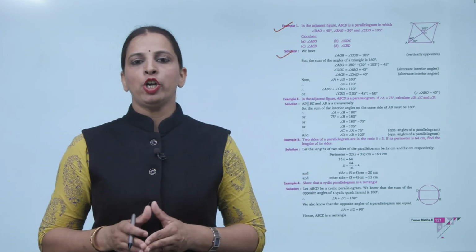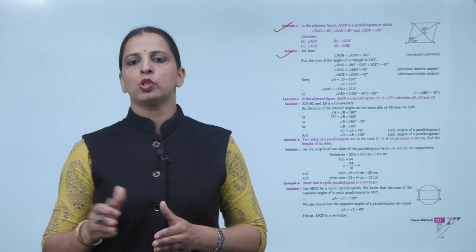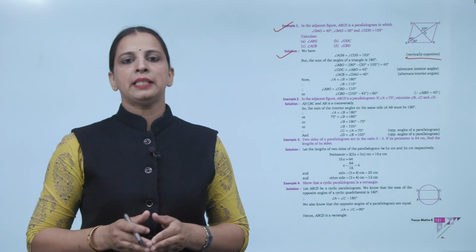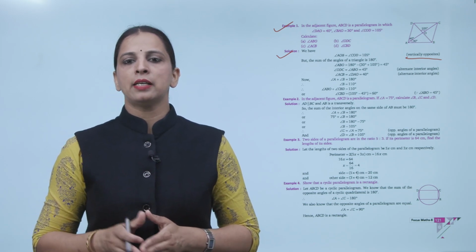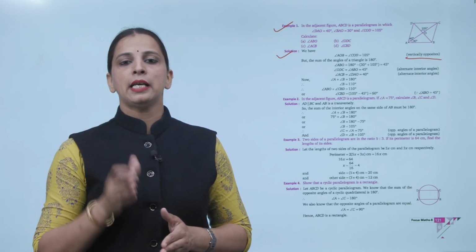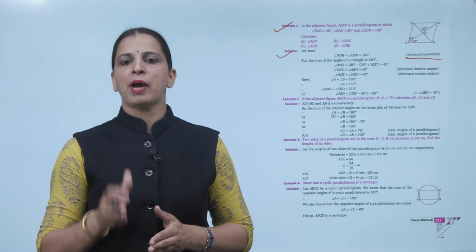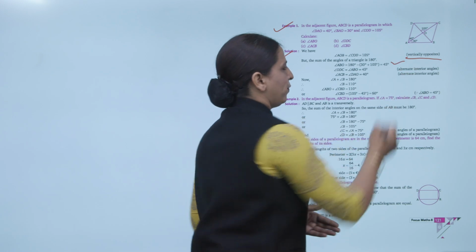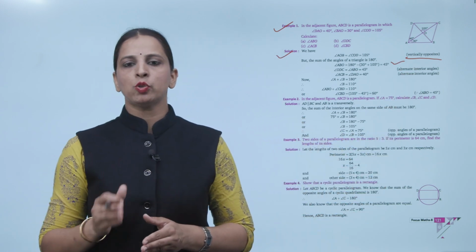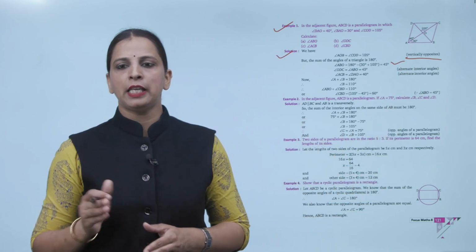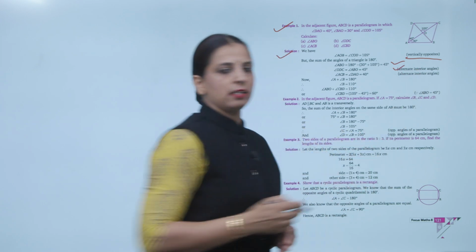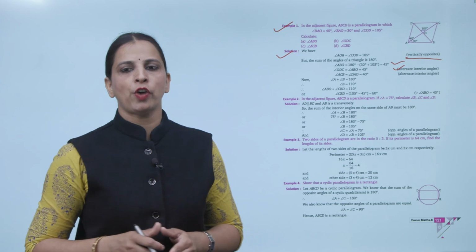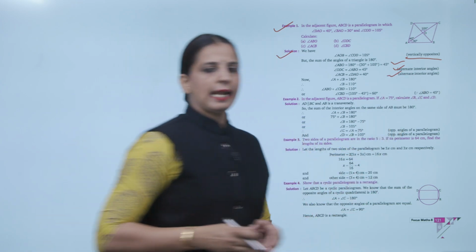We have angle AOB is equal to angle COD, that is equal to 105 degrees, vertically opposite angles. But the sum of the angles of a triangle is 180 degrees. So, angle ABO is equal to 180 degrees minus (30 degrees plus 105 degrees), that is equal to 45 degrees. Angle ODC is equal to angle ABO, that is 45 degrees, alternate interior angles. Angle ACB is equal to angle DAO is equal to 40 degrees, alternate interior angles.